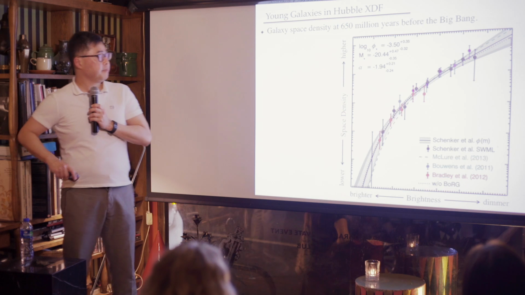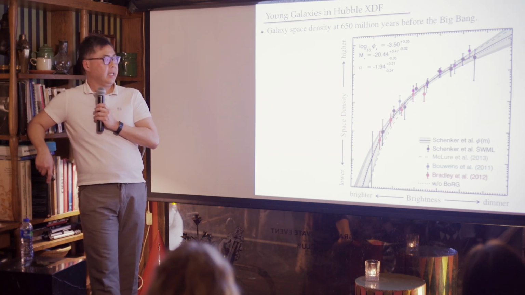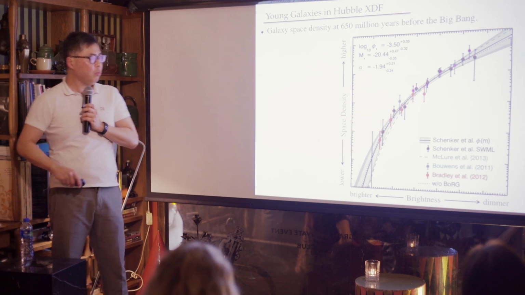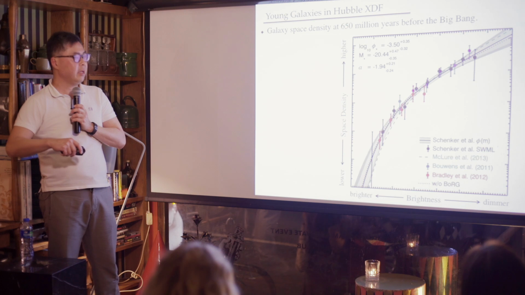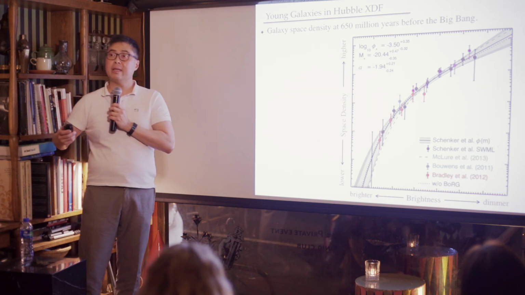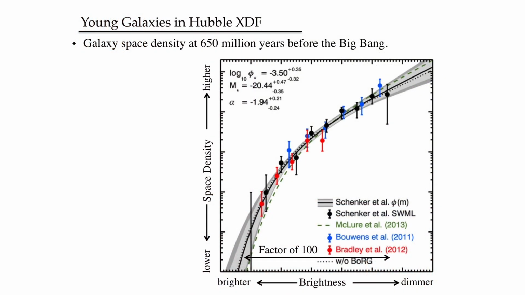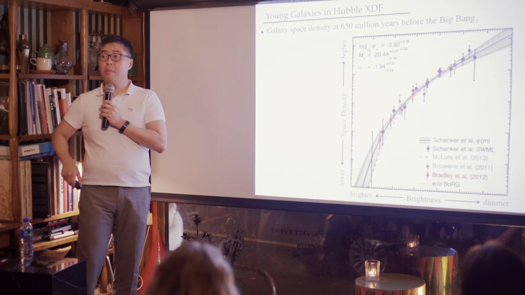Here's a very important plot in astronomy. Again, what I'm plotting here is the brightness of galaxies, brighter to your left, dimmer to your right. The vertical scale here is the number of galaxies per unit volume of space, so going up means you find more galaxies in a given volume of space. As you can see, bright galaxies are not very common. As you go to fainter galaxies, they become more common.